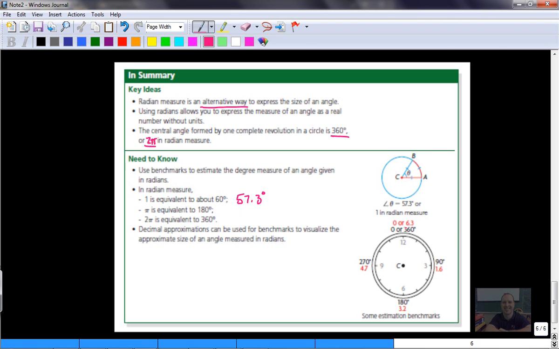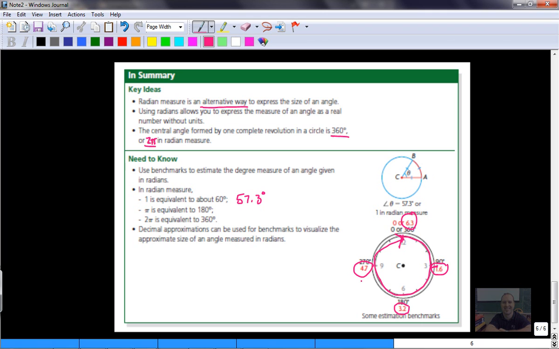So what they're saying is that 360 degrees, right? So that, I don't know why, this is a clock, I guess they're starting here. All the way around, 360 degrees is about 6.3 radians. 90 degrees is about 1.6. 180 is about 3.2 or 3.14. And then 270 is about 4.7.